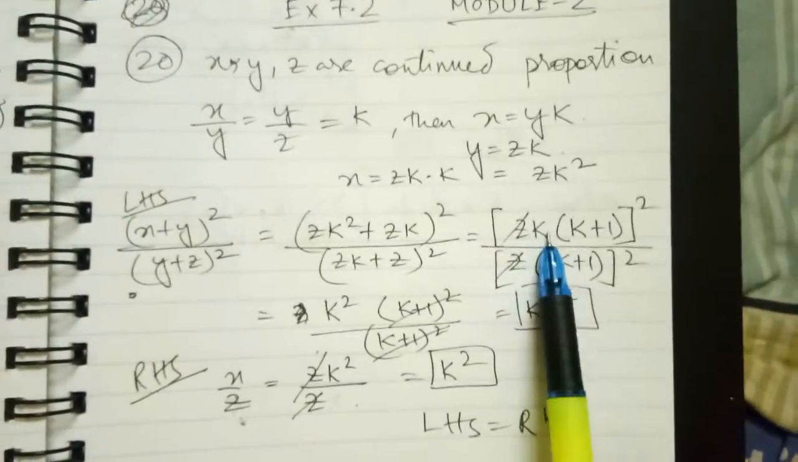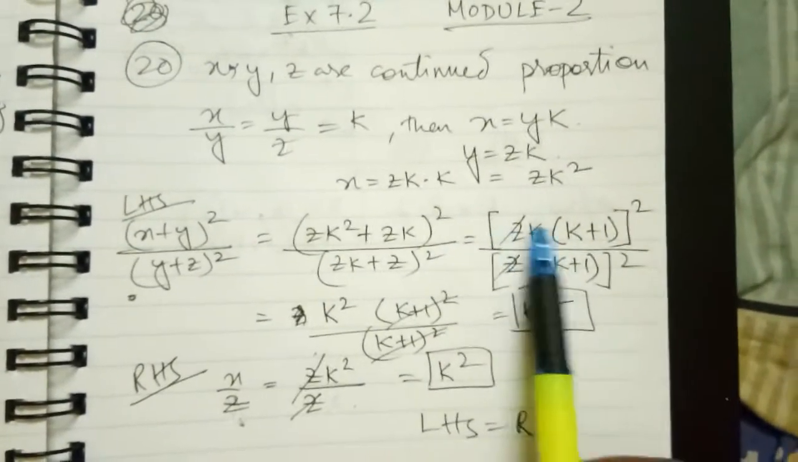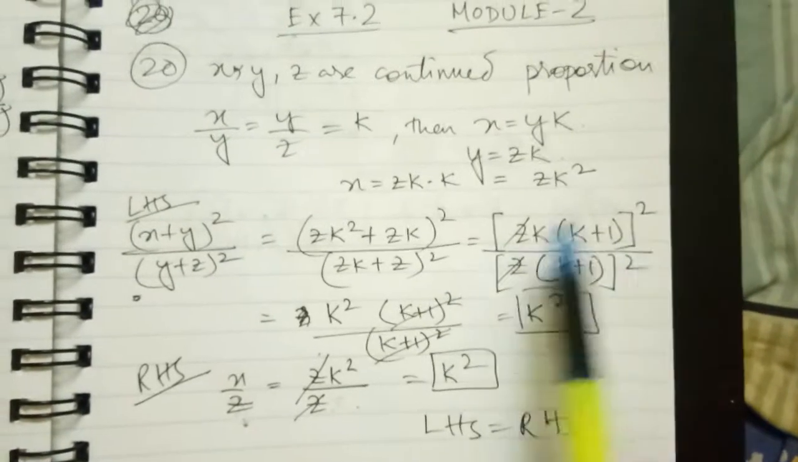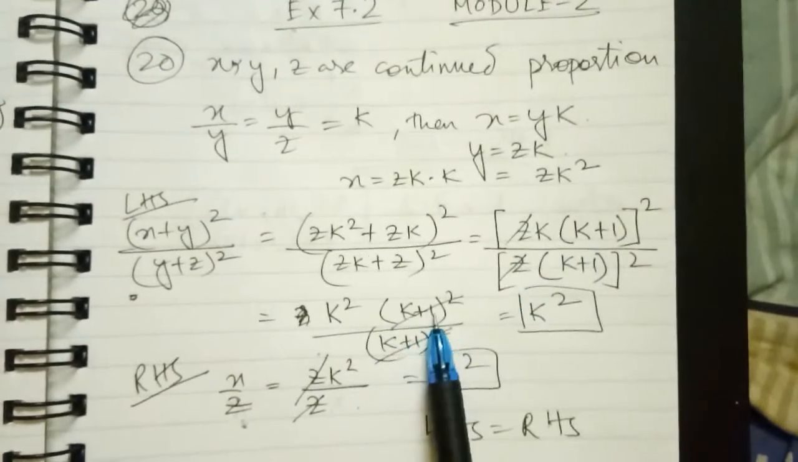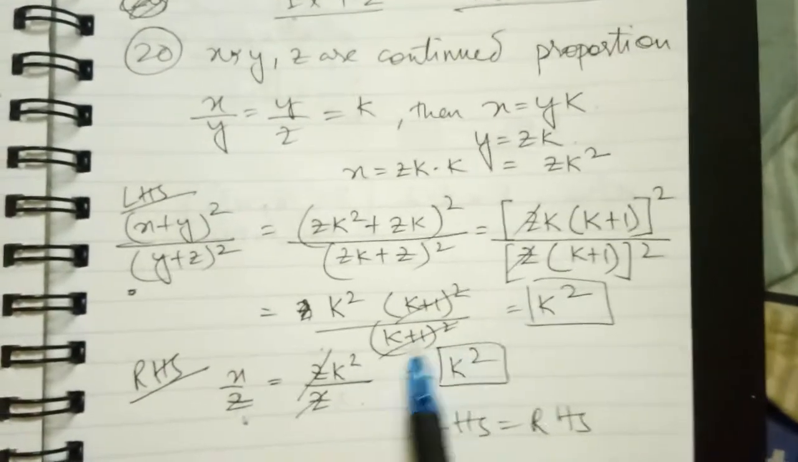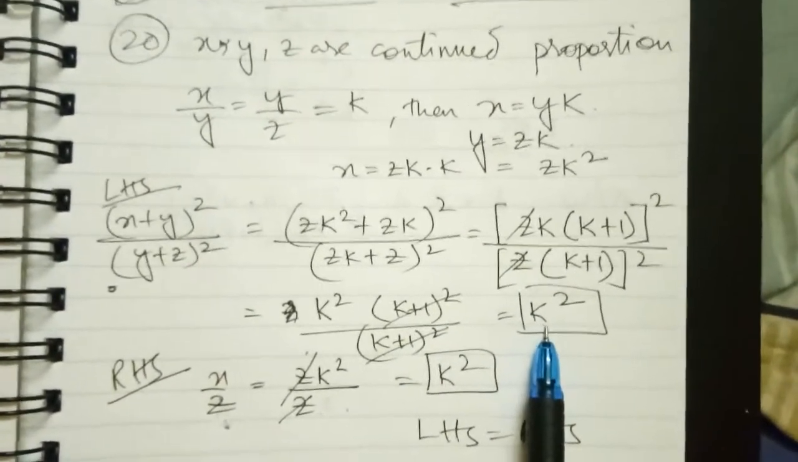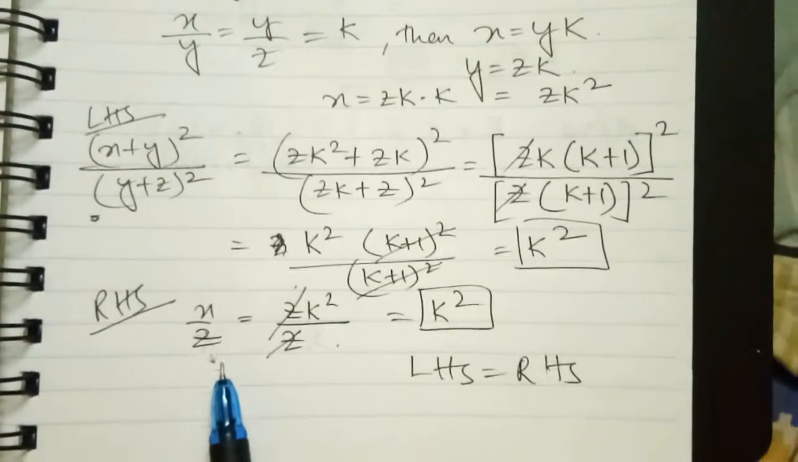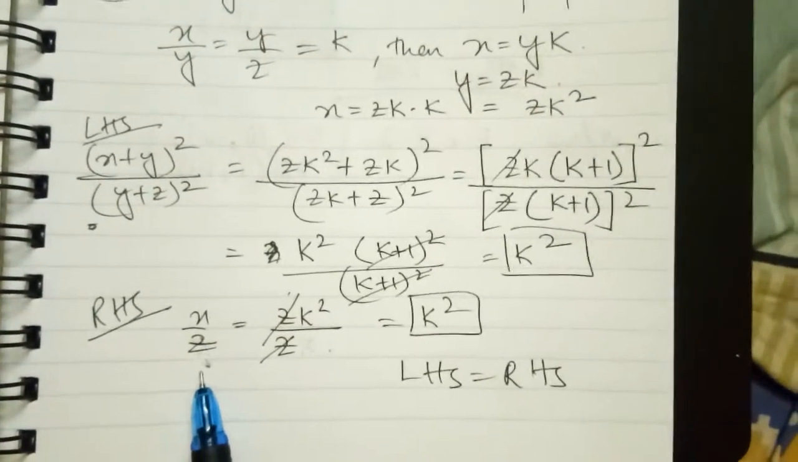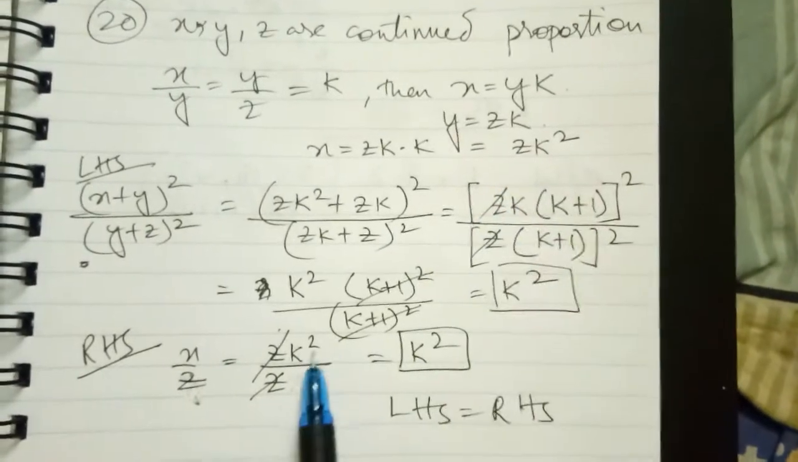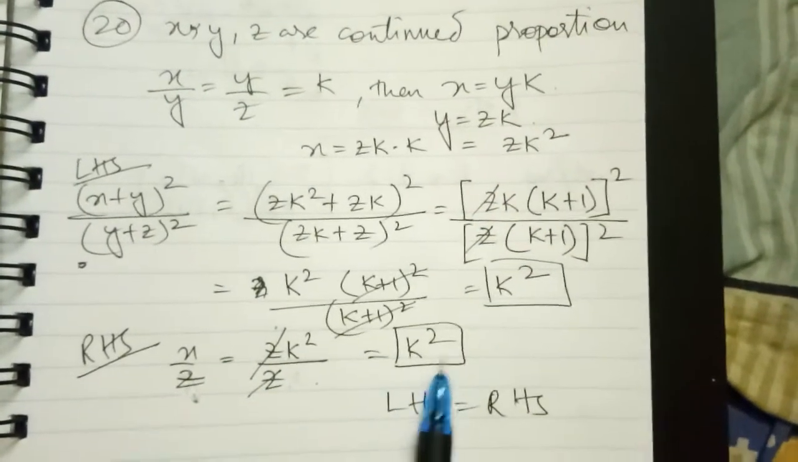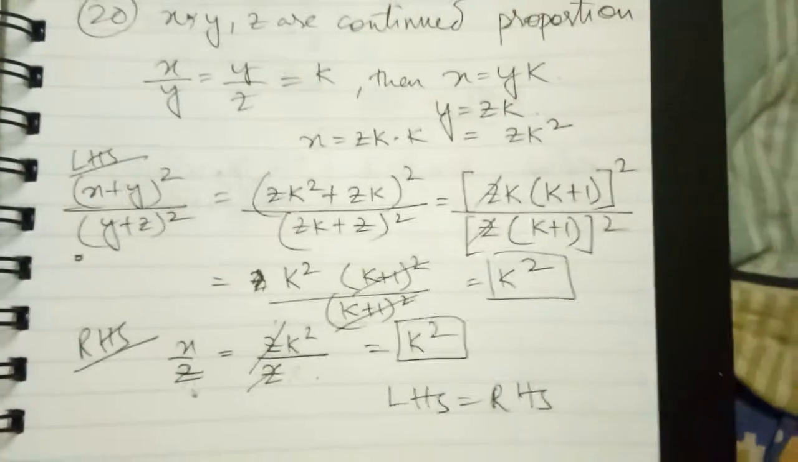After cancelling out, if I take k out from the bracket, it comes as k square, divided by k plus 1 whole square. Cancelling out, what is coming is k square. Now the RHS is also x by z. The value of x is zk square. z is cancelling out, and the term is k square. See, both LHS and RHS are the same.